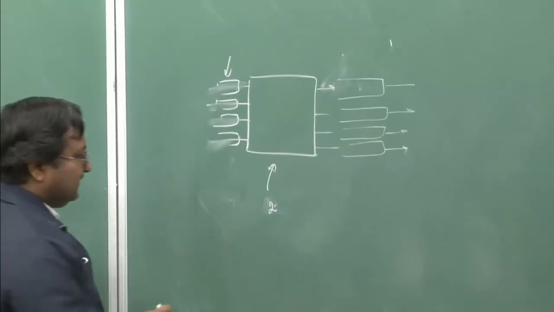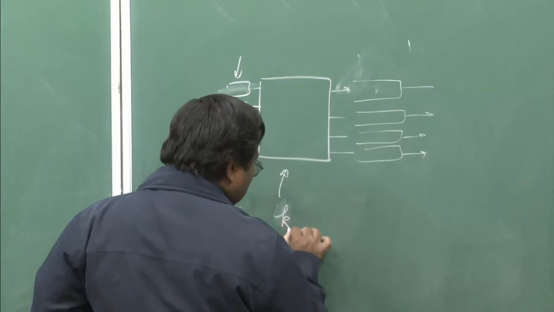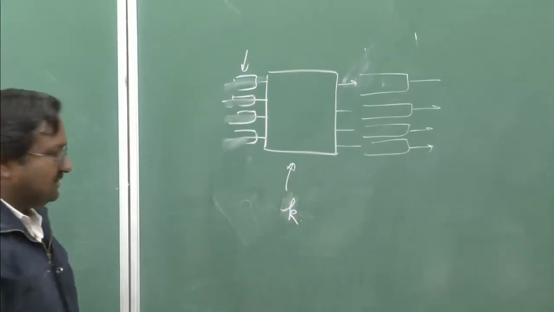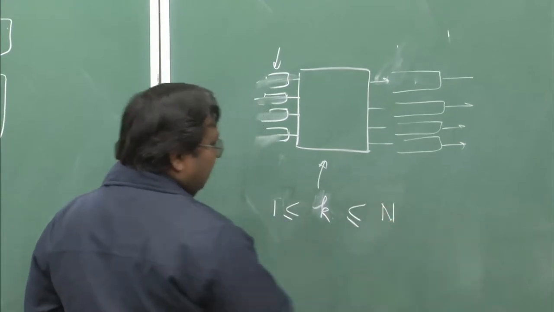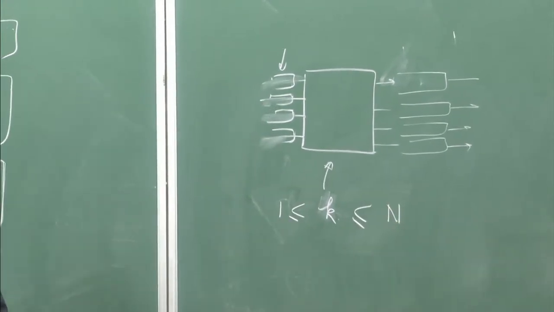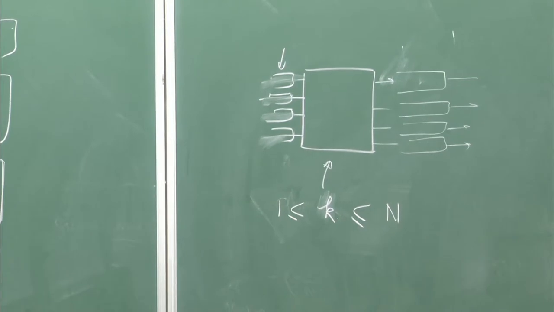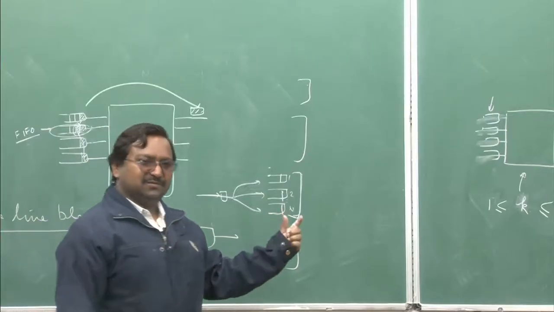So, when the speed up factor is k, the maximum value of k is always greater than or equal to 1 and less than or equal to n, where n is the number of ports. Actually, n minus 1 is good enough. Again, I have written n, but n minus 1 is good enough.